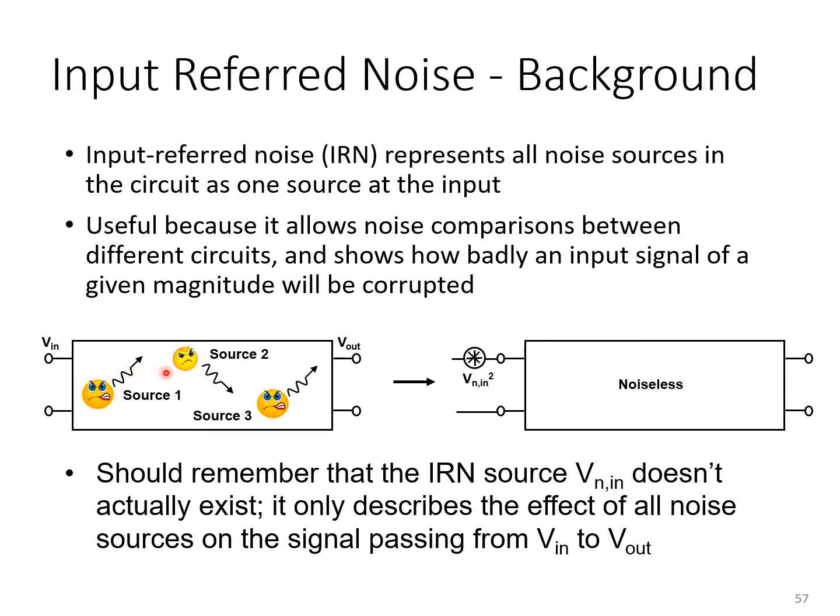You can think of it as the signal proceeds from input to output, it's getting corrupted by more and more noise as it encounters more and more devices as it proceeds down the signal path. But there's not necessarily any noise at all from these sources arising at the input. There may be, but if there is, it's not directly related to Vn,in. Vn,in just describes the effect of all noise sources on the signal as it's passing from Vin to Vout. And remember that physically we really only have access to these nodes here. This node here is a fictitious node that doesn't really exist and we can't really see it.